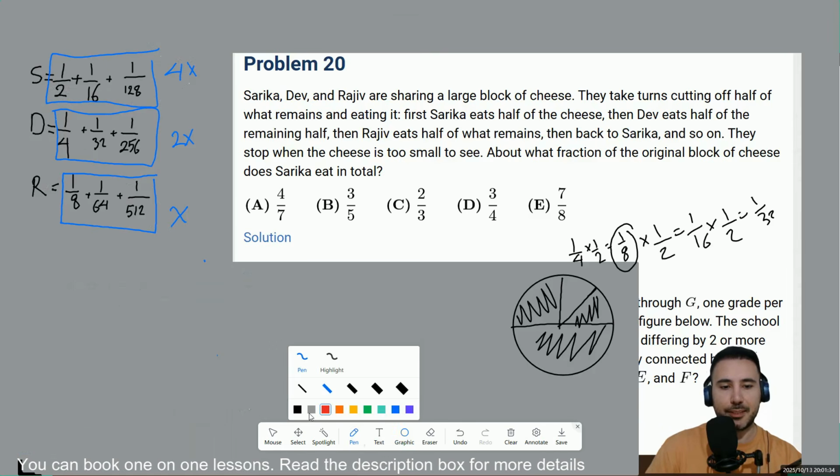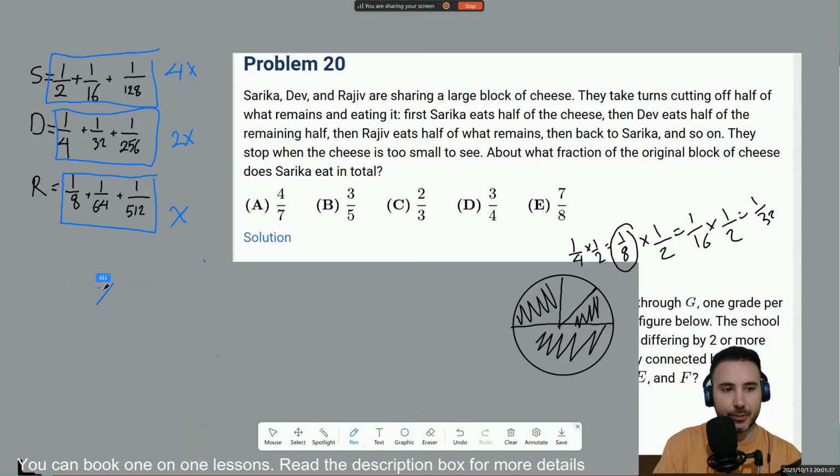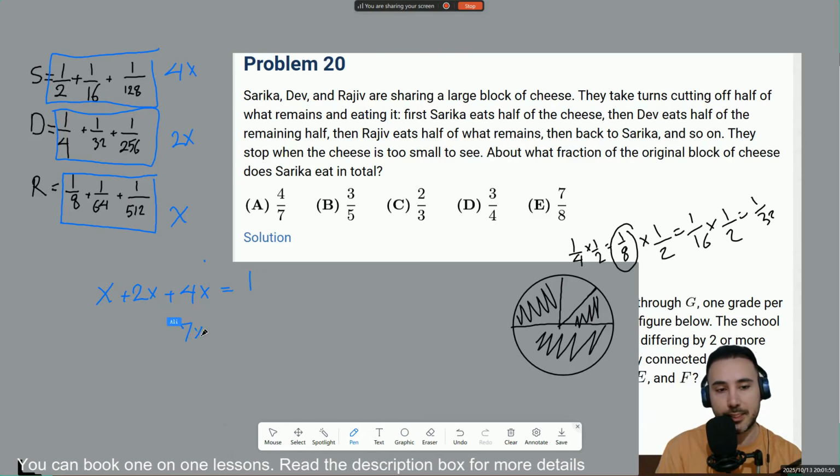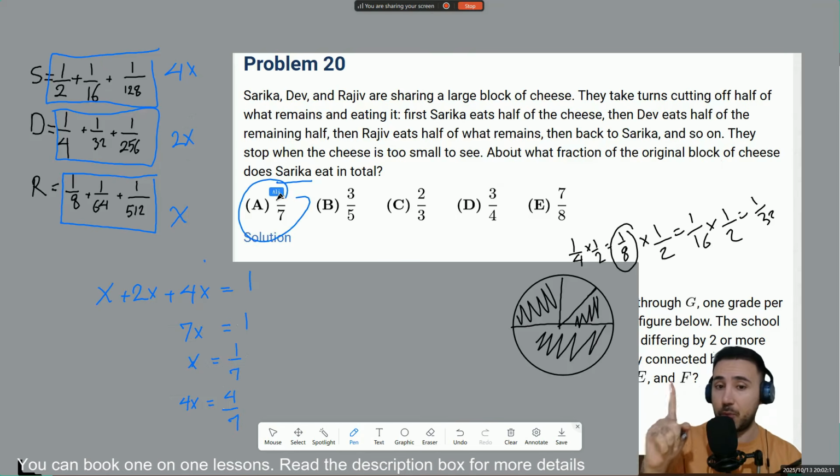So that means X plus 2X plus 4X is going to be just 1 block of cheese or 1 cake, whatever. So 1X plus 2X plus 4X is 7X, which is equal to 1. X is equal to 1 over 7. And the question is asking for S. So that's going to be 4 times of this, which is 4X, which is 4 over 7. So it's going to be this. Okay, that's method number 1.